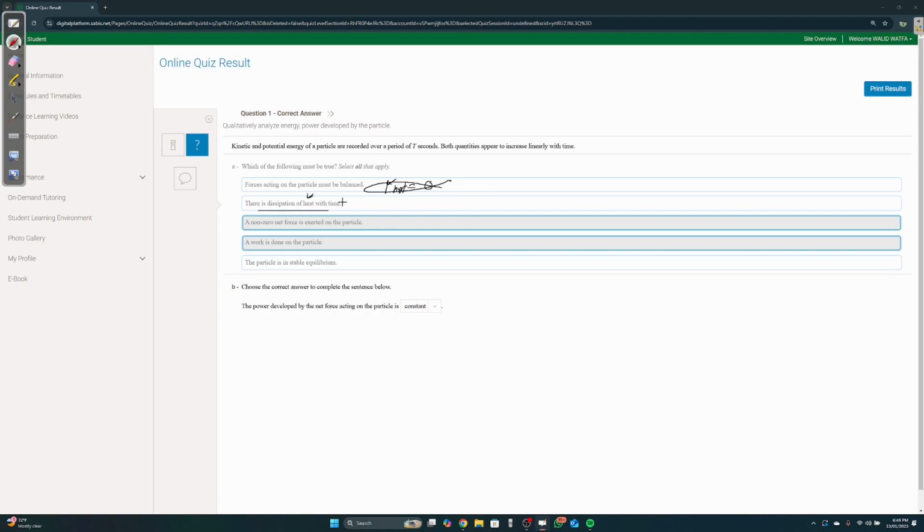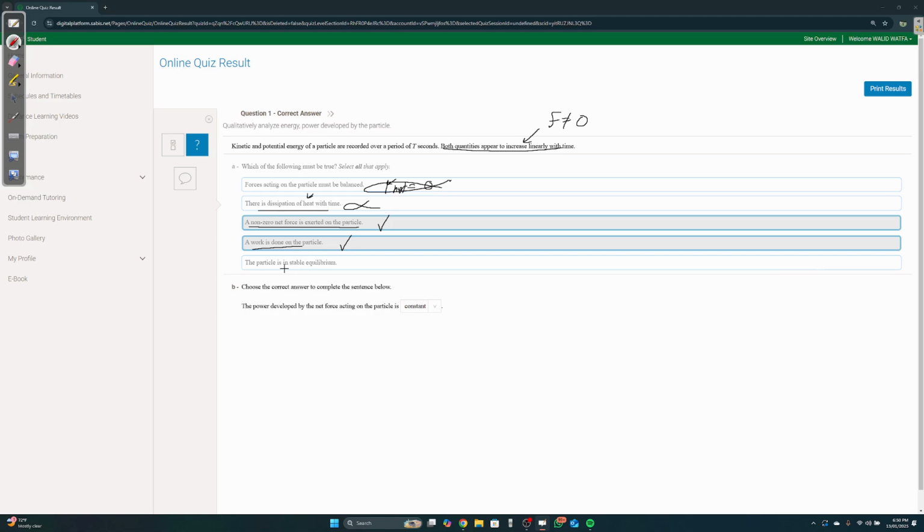Are we losing energy? No. Well, how? A non-zero net force is exerted. Yes, remember, we said there is a force. Since there's a change, force does not equal zero. So that means there is a force. Okay, work is done. Obviously, work is done. You're putting a force through a distance.